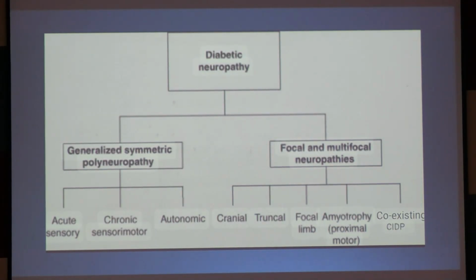This is the schematic diagram of neuropathy. Diabetic neuropathy: generalized symmetric polyneuropathy, acute sensory, chronic sensory motor, autonomic; focal and multifocal neuropathies, cranial, truncal, focal limb, amyotrophy, and coexisting chronic inflammatory demyelinating polyneuropathy, that is the CIDP.